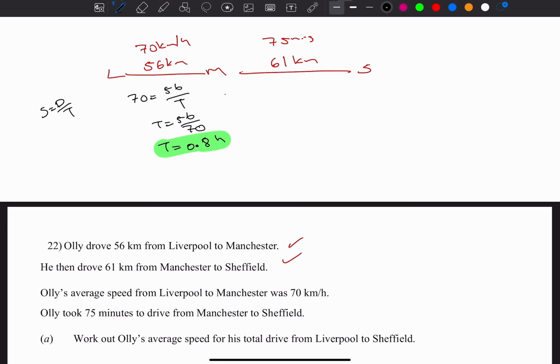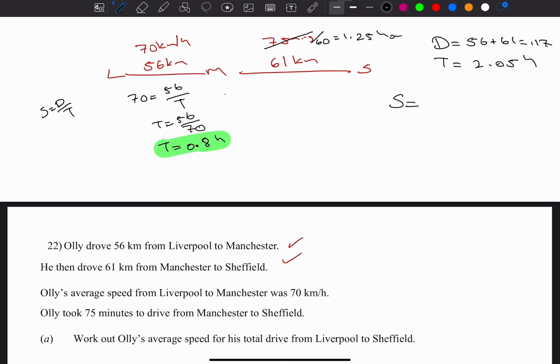I don't need to work out the speed here because I need to add the time and distance. But they said it's 75 minutes. You can't do it in minutes. You want hours. So 75 divided by 60, which is 1.25 hours. So the distance they traveled is what? 56 add 61, the distance is 117. The time they took is 1.25 hours plus 0.8, which will make it 2.05 hours.